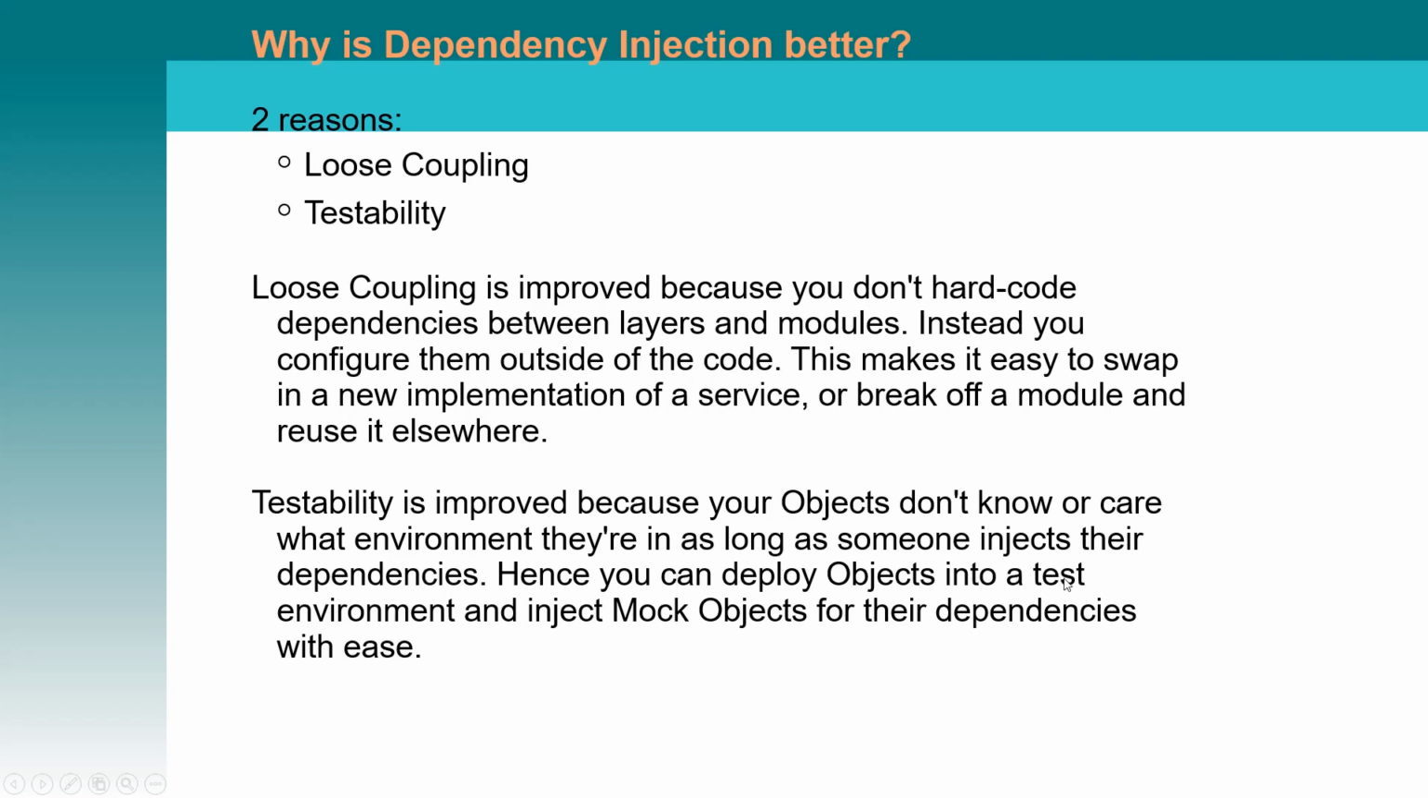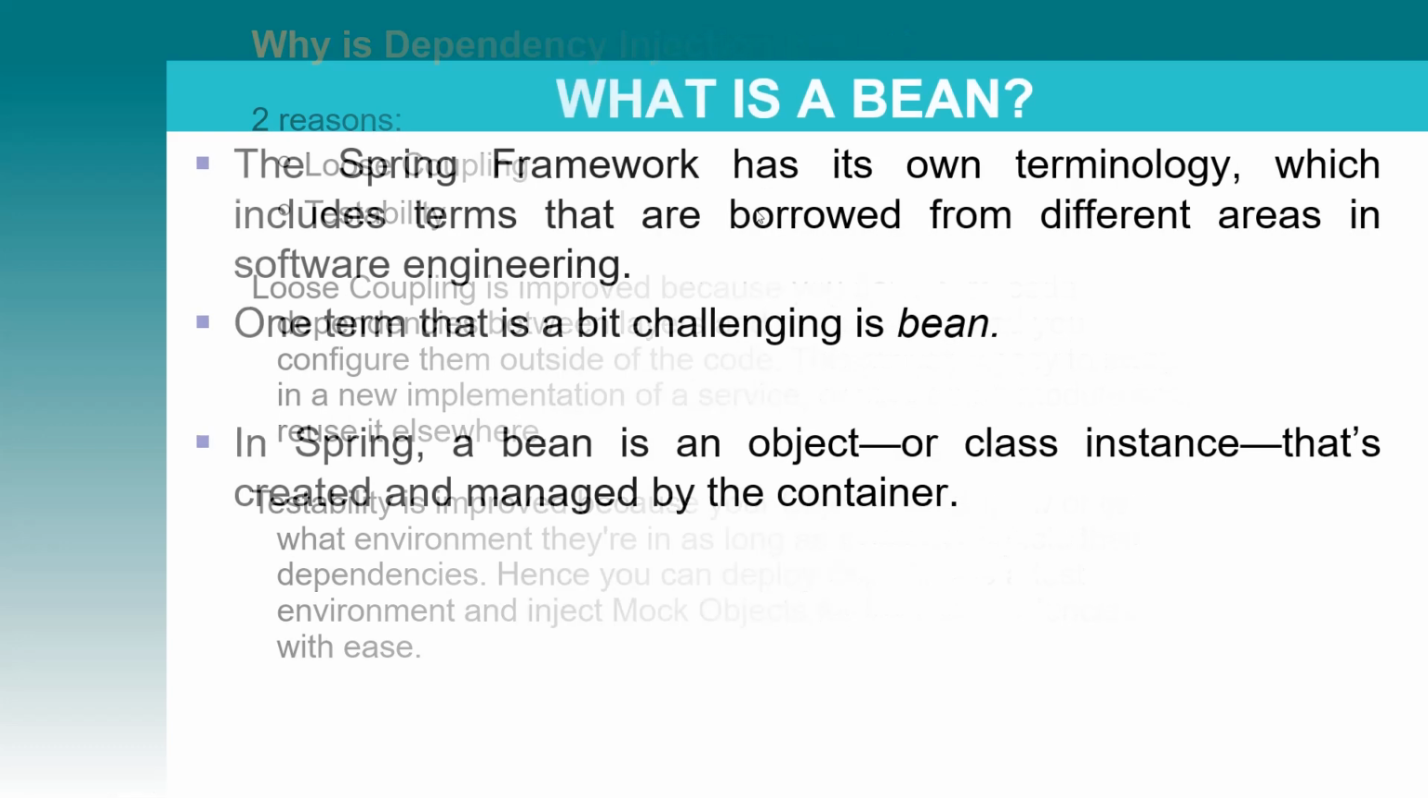Testability is improved because your objects don't care in what environment they are, as long as somebody injects the dependency. In fact, your objects don't even care who injects dependencies, whether it's the Spring framework or a test case. As long as somebody injects the dependencies, your objects are happy. So these are the two main reasons why we would use dependency injection. Spring is a framework that does dependency injection for us.